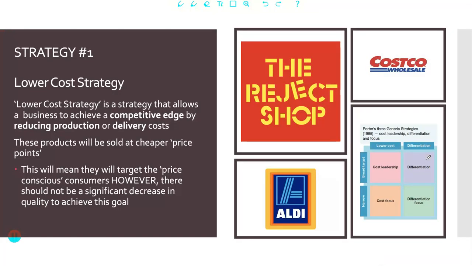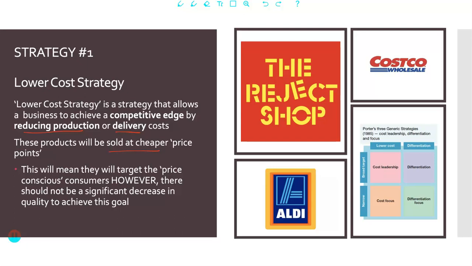So if a business is going to take a lower cost strategy, this is a strategy that allows a business to achieve a competitive edge because they're going to reduce their production and delivery costs. If you reduce your production or delivery costs, this gives you a competitive advantage, because if you produce things at a lesser price, then you can probably sell your goods at a cheaper price.